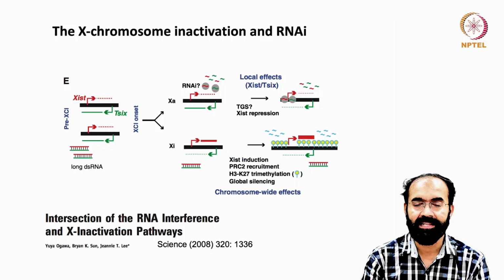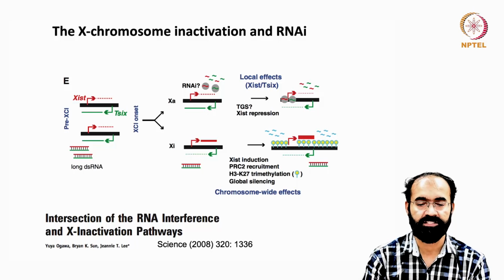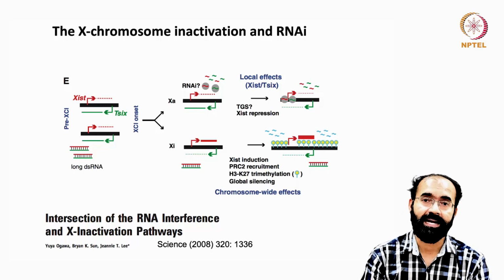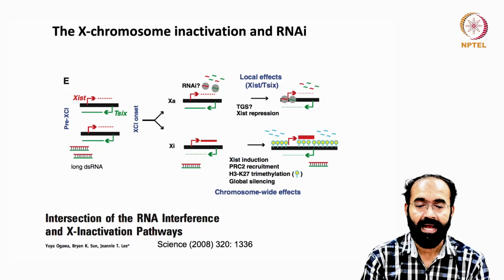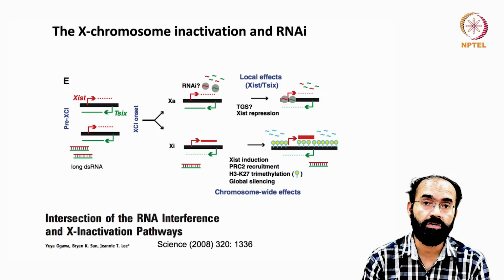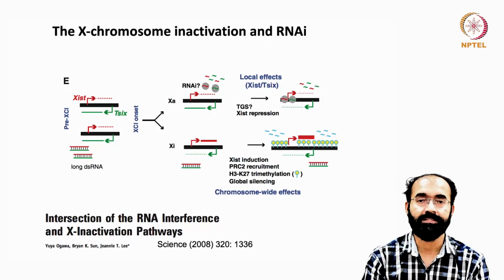One is Xa and another is Xi. You will know what is Xa. Xa means X active, active X chromosome. Xi means X inactive. So for X active, we know that Tsix has to be expressed and Xist is not preferred. So what it should do is create some local effects that is mediated via transcriptional gene silencing, and this has to make sure that Xist is not expressing in the Xa, means X active.